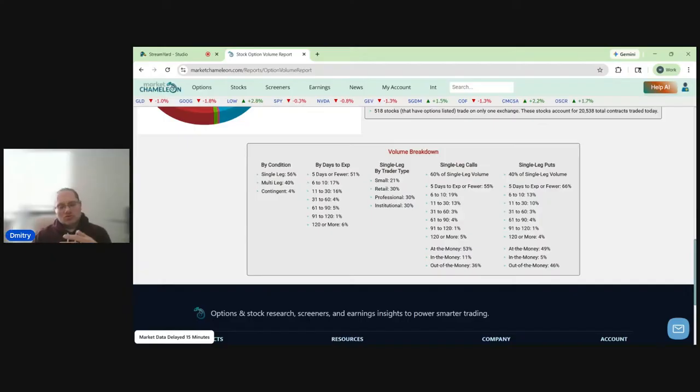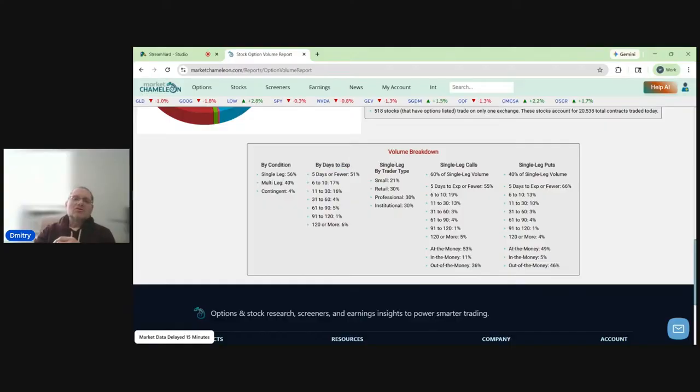Further, here we see that traders prefer trading just the single leg options, but a significant amount did flow to multi-leg trades. So a decent amount of the volume involves multi-leg trades and strategies.